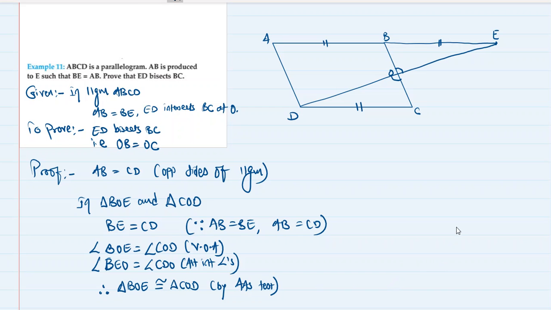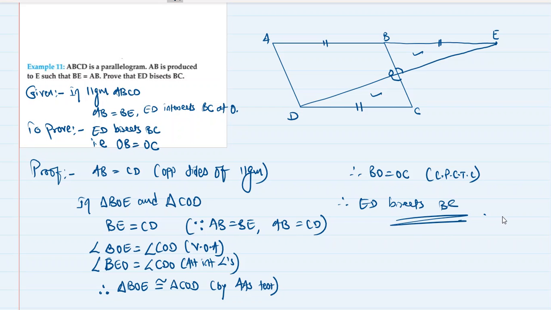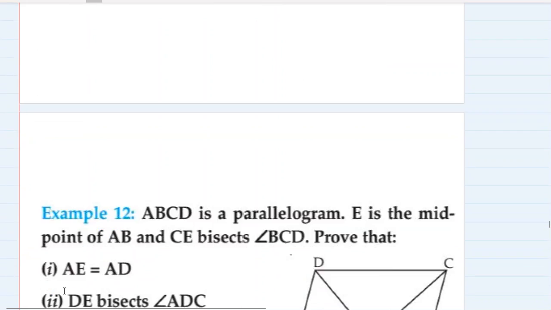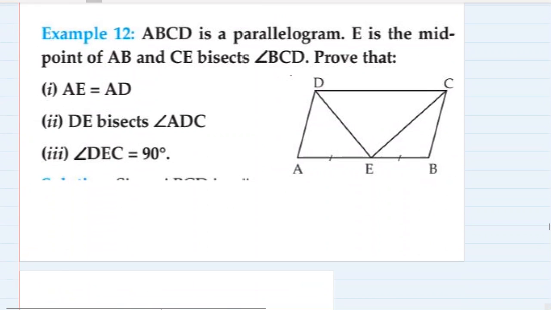So we have proved that these two triangles are congruent. So we can say that therefore BO is equal to OC, by CPCTC, and therefore we can say that ED bisects BC. Very easy questions based on properties of parallelogram and congruency. You can easily prove this. The final question of this part.